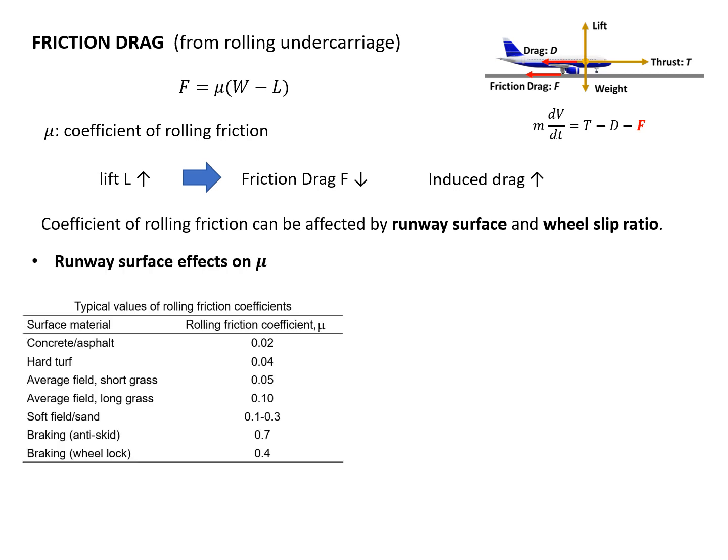So let's first have a look at the runway surface effect on mu, and we can see several different types of surface material of the runway are listed in here. For example, the concrete, hard turf, different things. And we can see the rolling friction coefficient mu varies. So if it's concrete, its mu is about 0.02, and there are different numbers. If under braking, mu becomes 0.7, and so those are typical numbers. You can have a look.